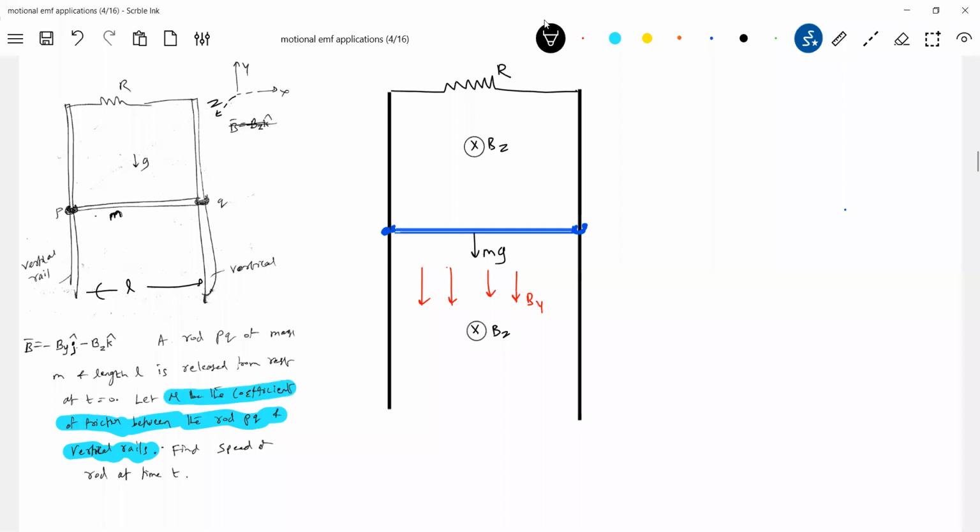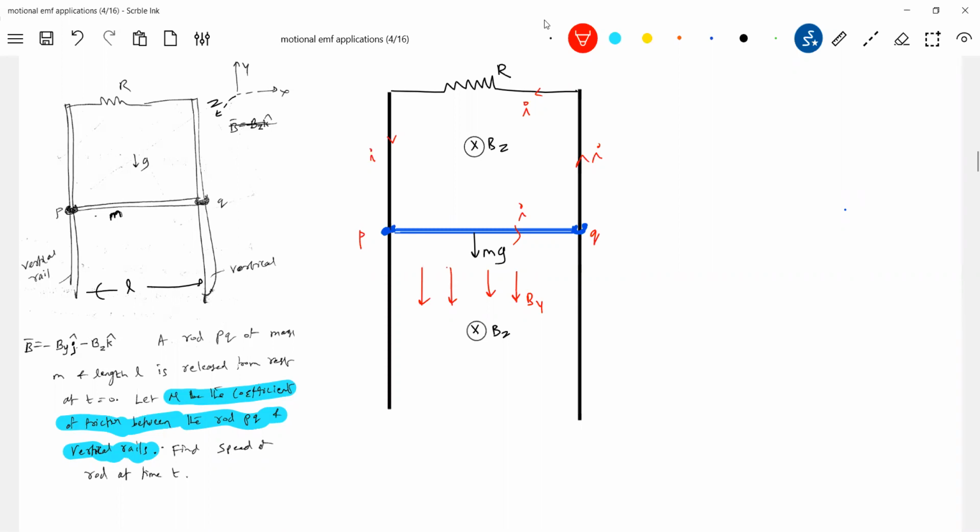Then as it starts sliding down, flux linking the loop varies, and negative flux increases, d phi by dt, negative EMF induced positive. So what direction should the induced current flow? The induced current should flow anti-clockwise. Initially, at t equals 0, the rod is released from rest, and because of weight, it starts sliding down. As it starts sliding down, the flux linking the loop varies, then the induced current will flow anti-clockwise.